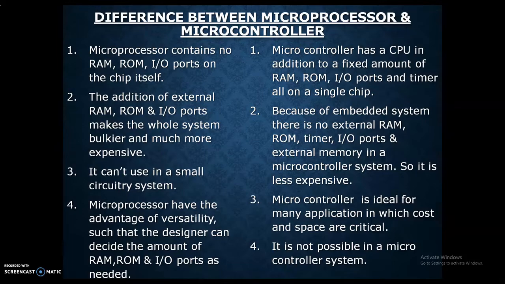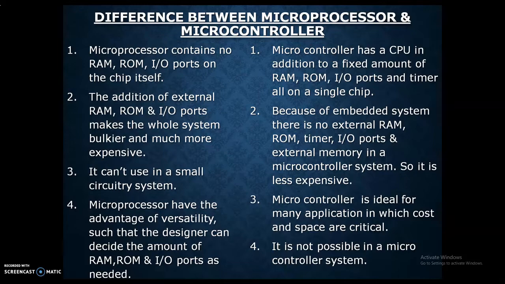This connection of RAM, ROM and external IO devices with the microprocessor makes the whole system bulkier and expensive. But as the microcontroller unit contains RAM, ROM, timer, IO ports and external memory on chip, this system is very light, and it is available in the market very cheap. It is very cheap, like it will take some 50 or 70 rupees per piece.